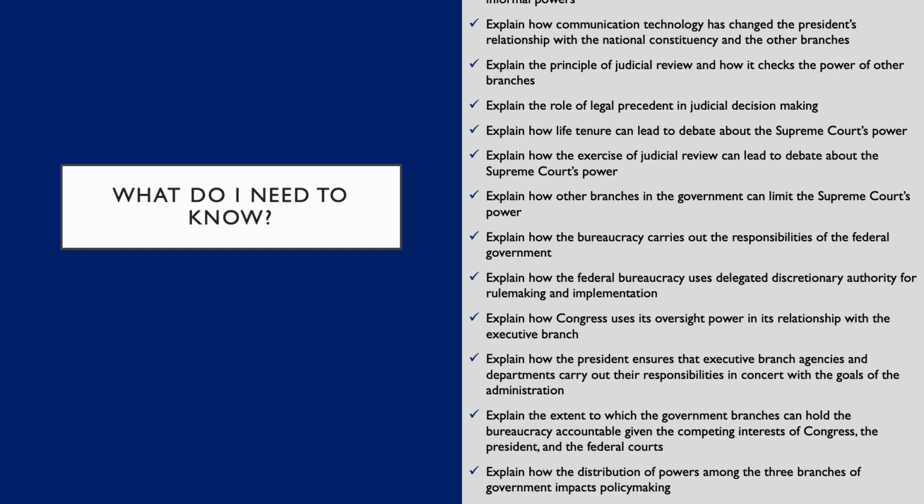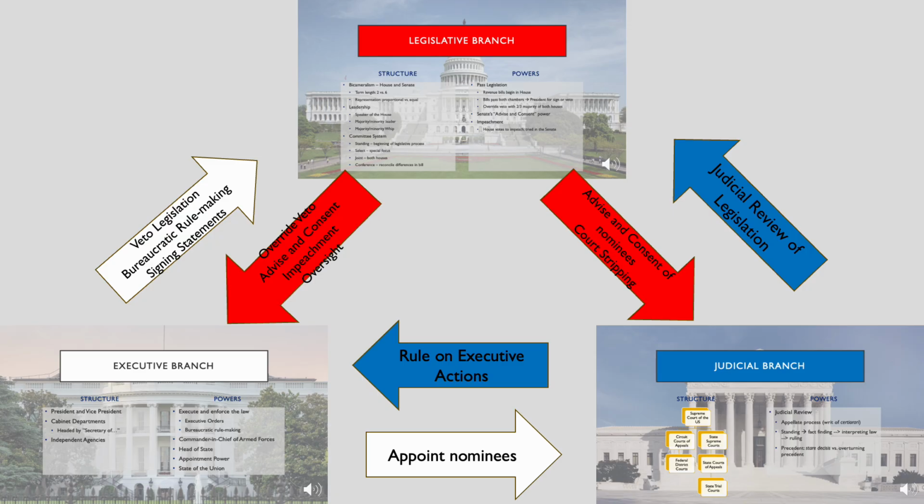So for this video, I'm going to break it down into two parts. First, I'm going to talk about the structure, powers, and relations between the three branches of government. And for the purposes of this video, I'm going to put the bureaucracy in with the executive branch where it belongs and not treat it separately. And then I'm going to go into the policy-making process.